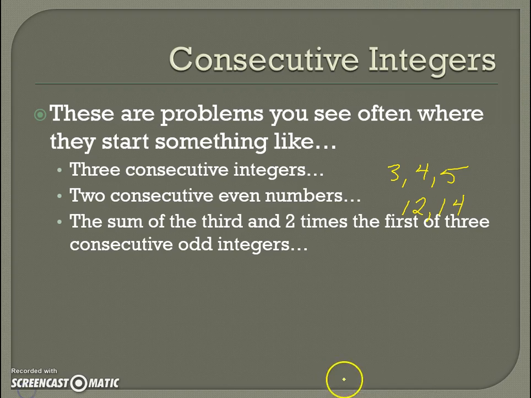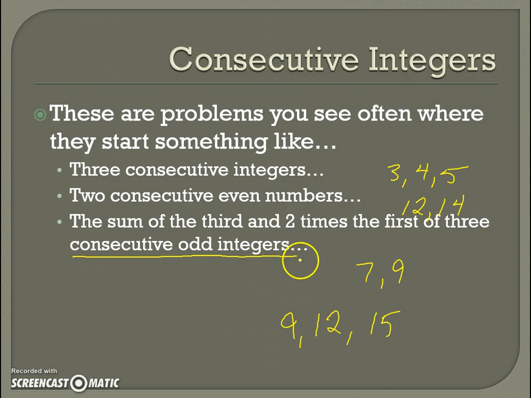Or you might see the sum of the third and 2 times the first of 3 consecutive odd integers. These kind of get messy, but the thing you want to find here are the consecutive odd integers, so we'd be looking at something like 7 and then 9. Every now and again you'll see consecutive multiples of 3, which makes it difficult, but then you're looking at something like 9, 12, 15. So that's the first thing you want to do on these problems: identify what set of numbers it is that you're talking about.